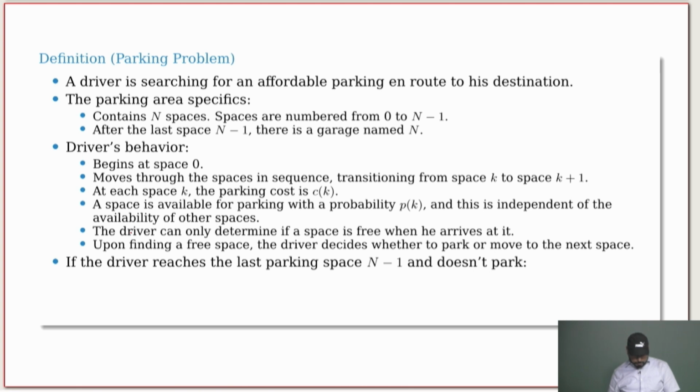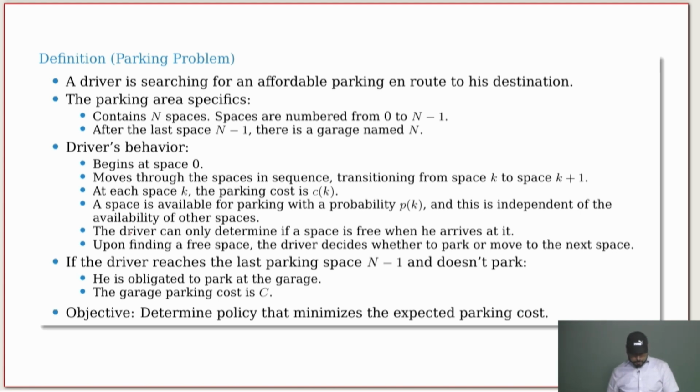If the driver somehow reaches the last parking space n-1 and doesn't park, then he is obliged to park at the garage. Okay, so this is like the terminal state, and the garage parking cost is c. So this is like the terminal cost gn, right? So the terminal cost is c. So determine a policy that minimizes the expected parking cost.